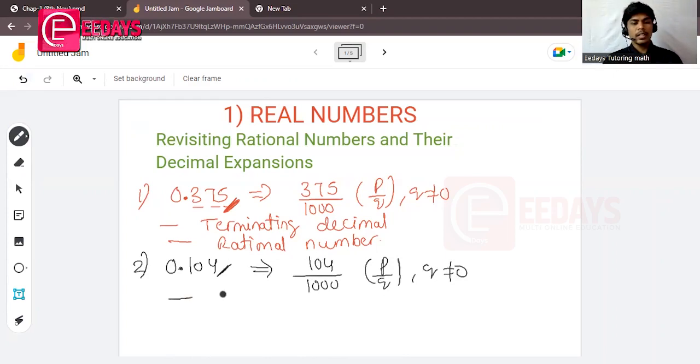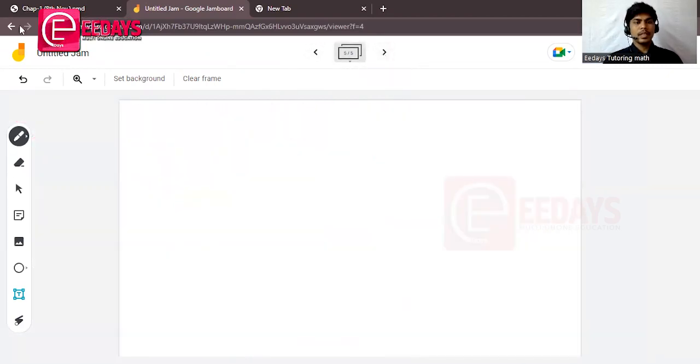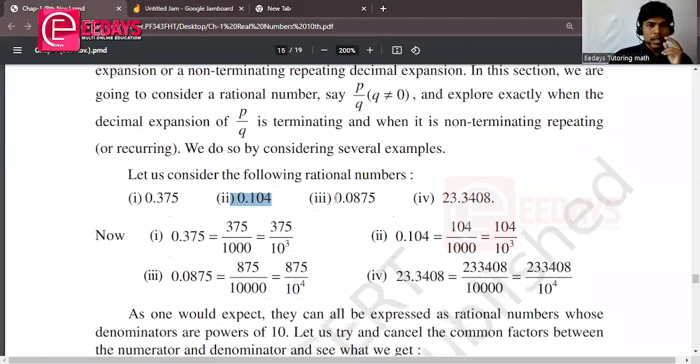Obviously, the same answer. It is a terminating decimal, so it is a rational number. I hope everyone understood. Let's move on. 0.875. By seeing that, it just stopped at 5.